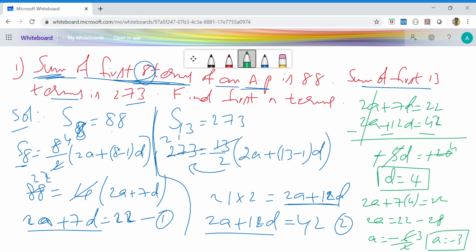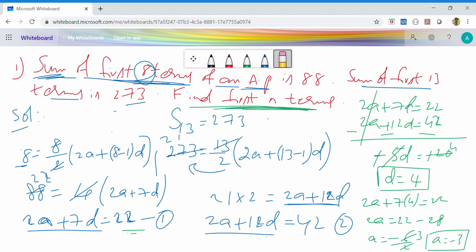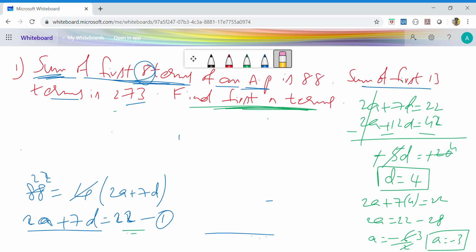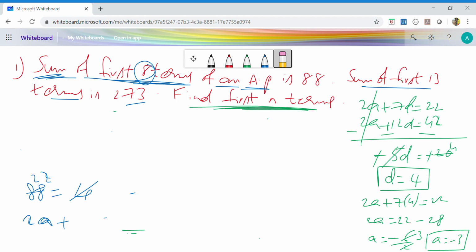So here what you observed: the sum of 8 terms is given, from that one equation you derived. The sum of 13 terms is given, from that you derived an equation. Those two equations are solved and you will get the d value and a value. And now what do you have to do? What did he ask? Find the sum of the first n terms. That means Sn you have to find. In the general form, because n you don't know, Sn he is asking.